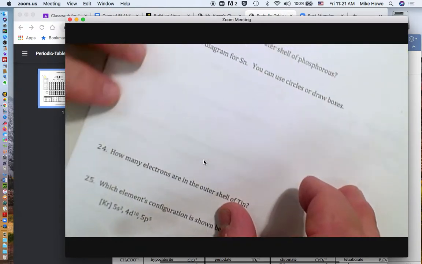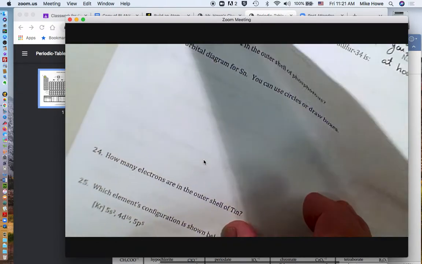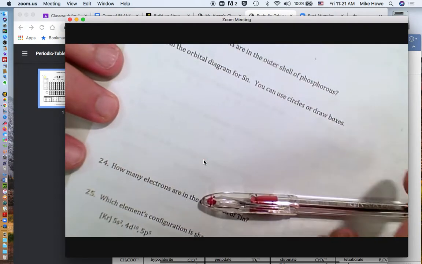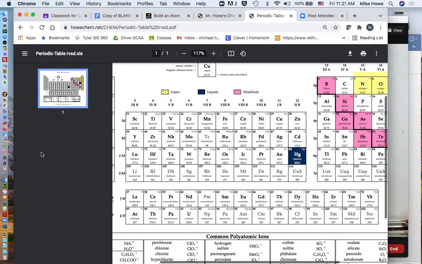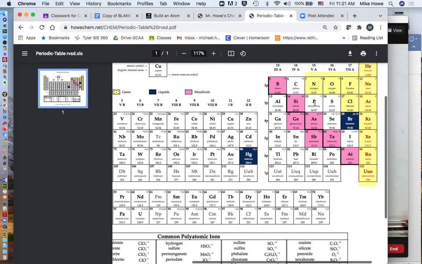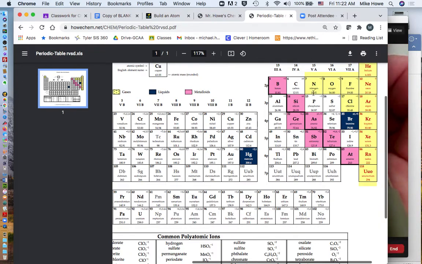All right, now we're going to do the complete configuration for phosphorus. I'm going to go ahead and finish it up on this video. So the complete configuration for phosphorus, we need to know how many electrons phosphorus has. And we also need the diagonal rule. So I'm just going to detach it. Lay it down right there. All right, so phosphorus has 15 electrons.